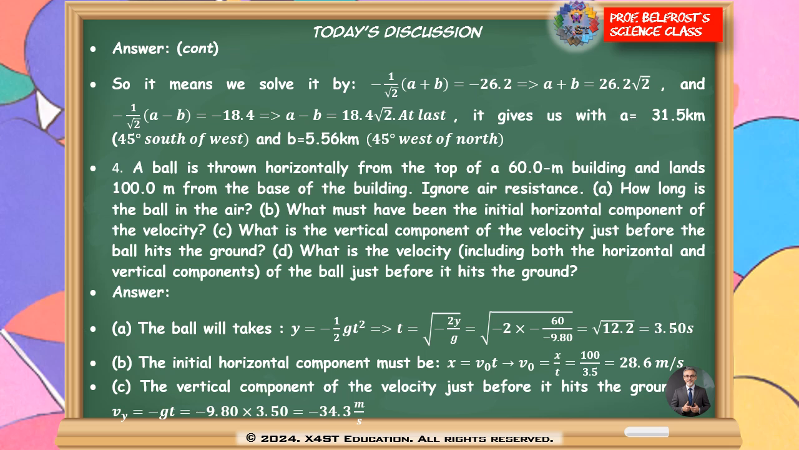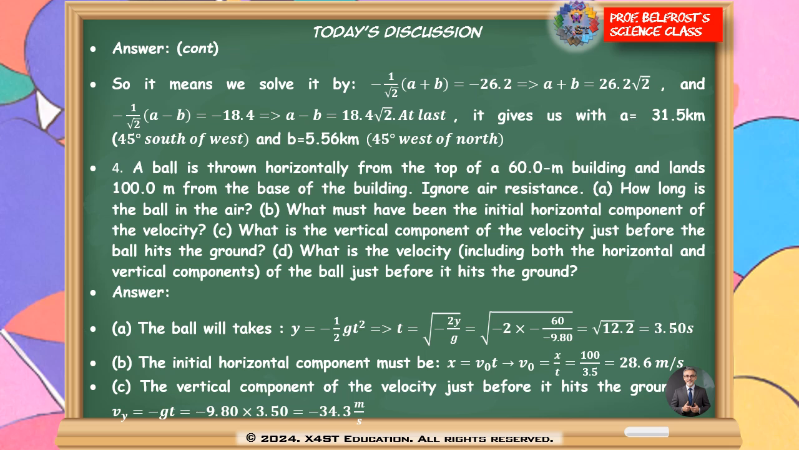Next problem. So a ball is thrown horizontally from the top of a 60 meter building and lands 100 meters from the base of the building. Okay, so 60 meters is the height and 100 meters is the horizontal displacement actually. So ignore air resistance. So you have 4 points that you need to solve. So how long is the ball in the air?